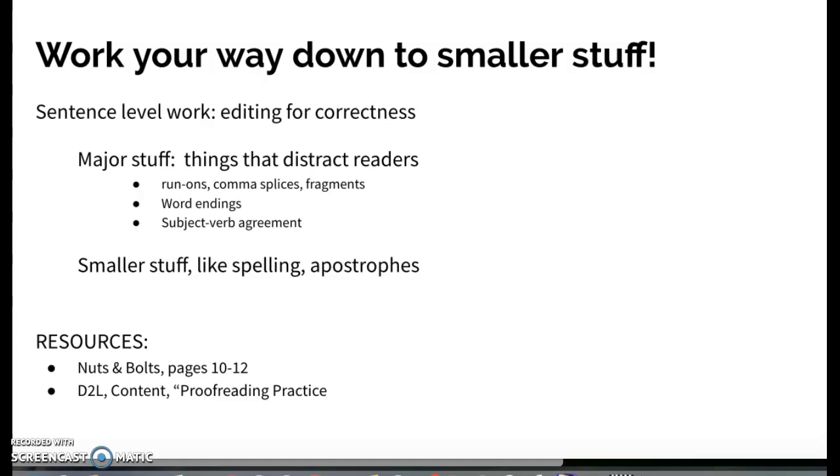Because a lot of times, one of the reasons we're not good at proofreading our own work is that we get caught up in the story that we're telling or the argument that we're making, and we forget to look at the little things. And then you can also look for the smaller stuff that isn't quite as distracting, like apostrophe errors or spelling errors.